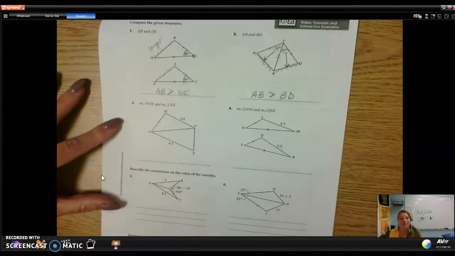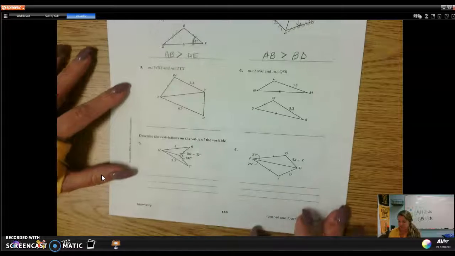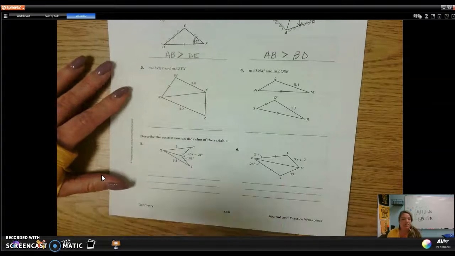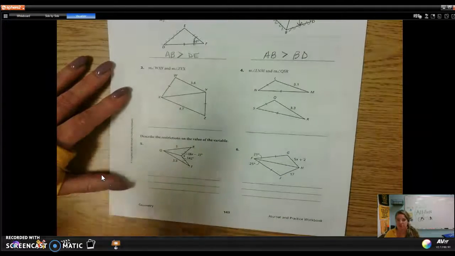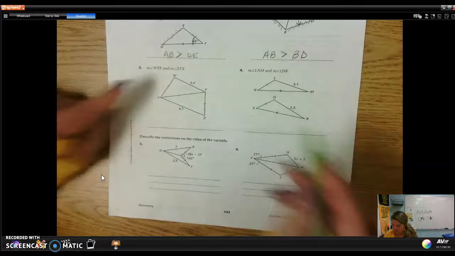Number 3 is actually the converse. So if you see that, it just means converse. But don't worry about it. I'll show you what it looks like. It's the same thing, okay?